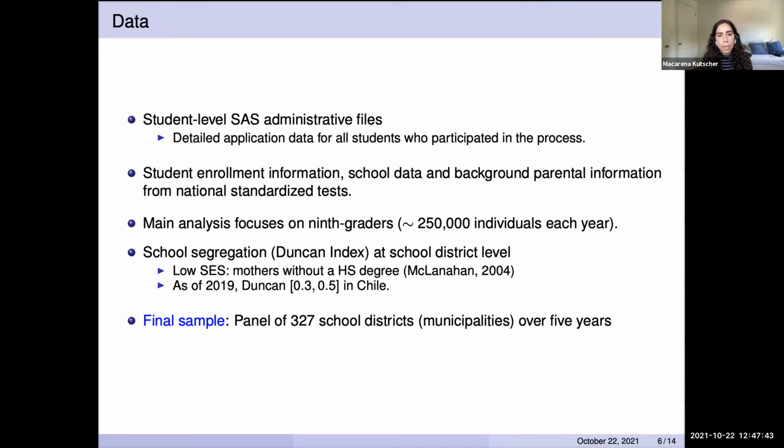And so the Duncan index, as I said before, measures the percentage of students belonging to low SES who have to be reallocated across schools for equal representation of students from all socioeconomic backgrounds in the district. Our final sample consists of 327 municipalities over 5 years.